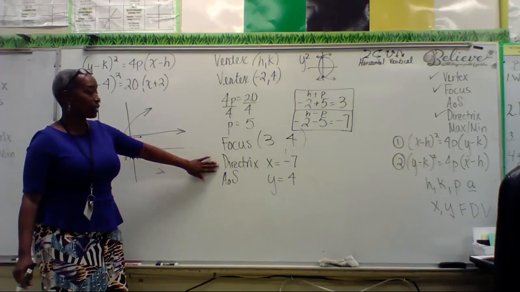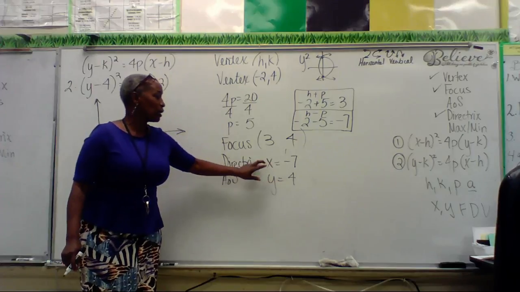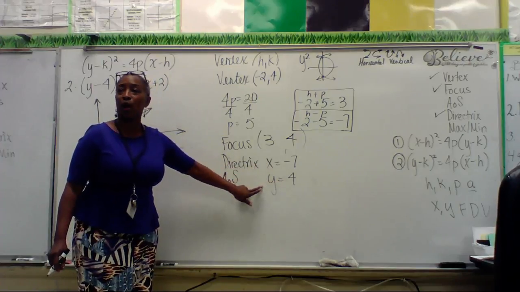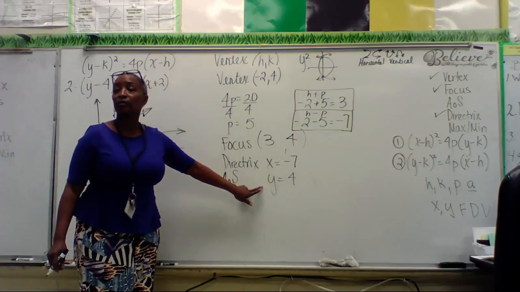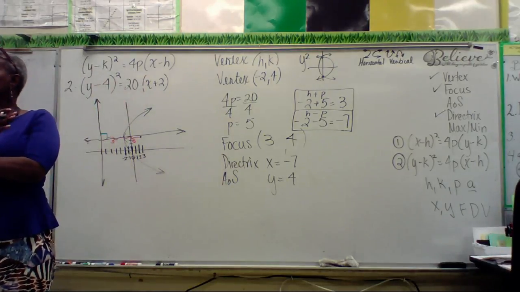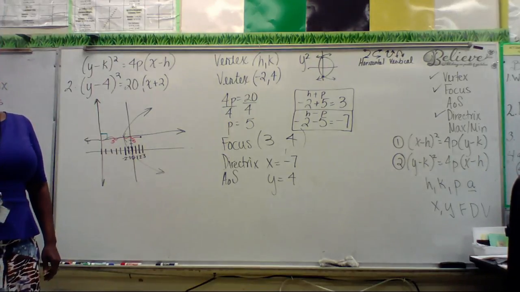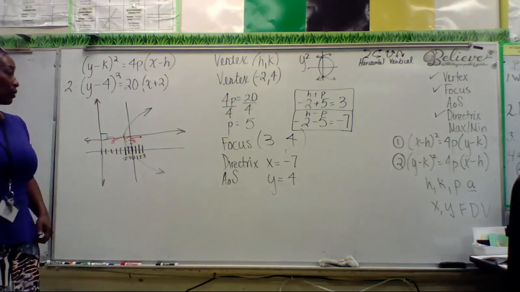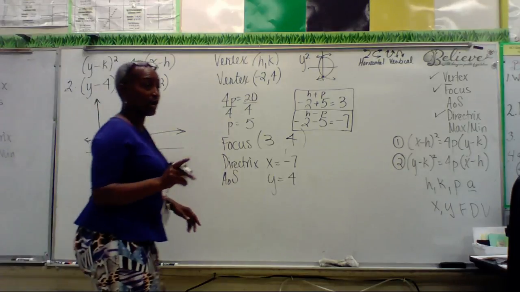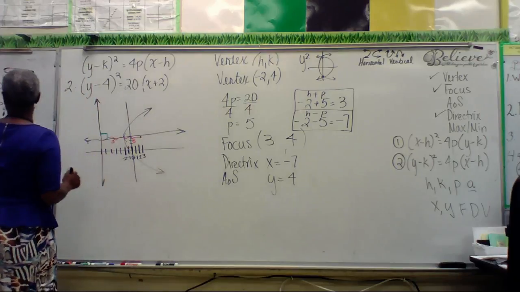So the directrix is X equals -7. The axis of symmetry is Y equals 4. Notice, this one is X, that one is Y. They're running in different directions, right? I'm not parallel, perpendicular. Sorry, y'all. Perpendicular to one another. Okay, let's do the domain and range real quick, and then I'm going to let you work some problems.